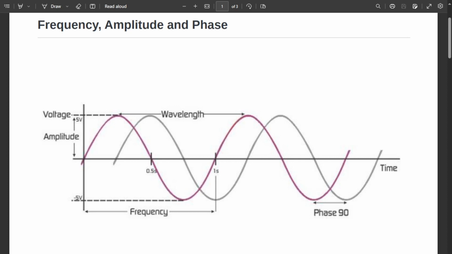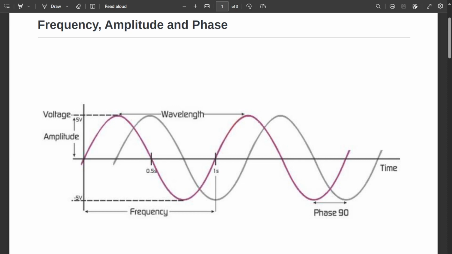The amplitude is the maximum displacement, or the distance moved by the point or the vibrating body on a wave, measured from the equilibrium position. From the 0, the maximum displacement at the upper side, at the positive and the negative side, plus 5v and minus 5v as we saw in the figure, right? So this is called the amplitude.